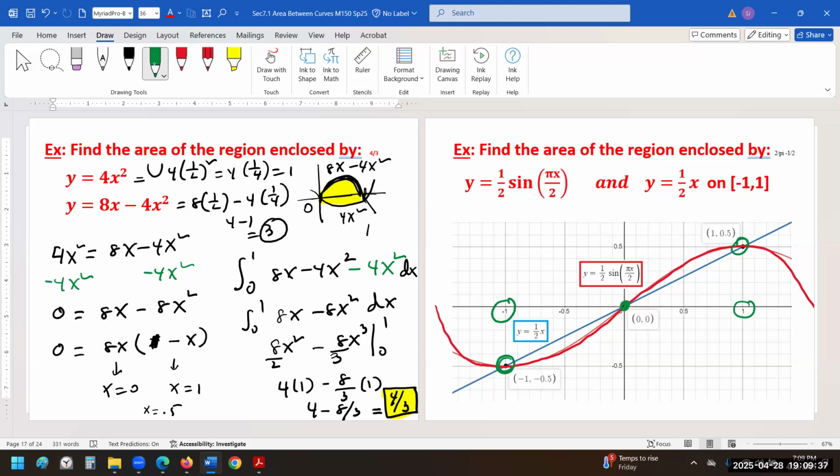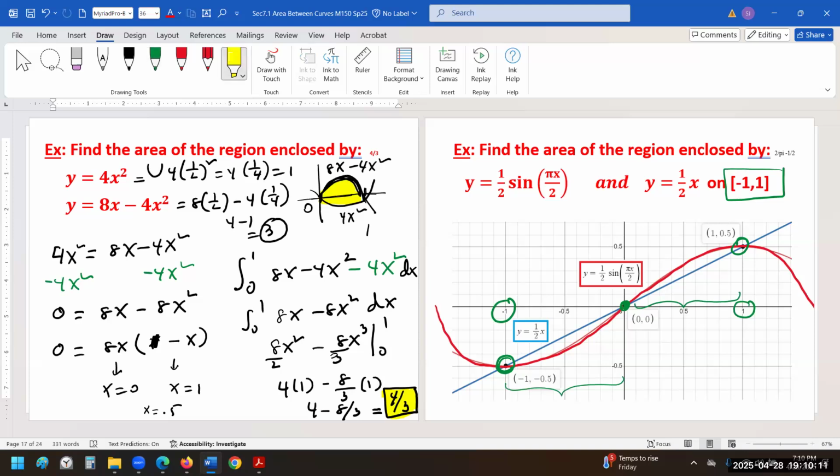Anytime between the two points given to you for any interval, if you see any other intersection where they are intersecting, you must split your interval into 2 pieces. So even though they are saying find the area from -1 to 1, you cannot find directly -1 to 1. You have to split them into 2 pieces. One is from -1 to 0, and another piece from 0 to +1.